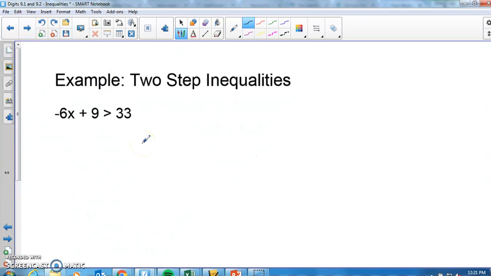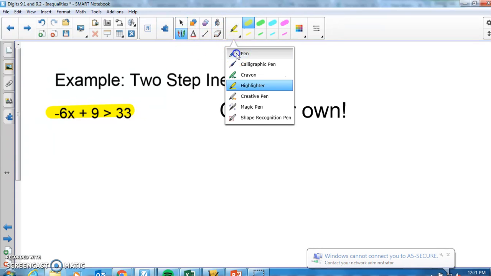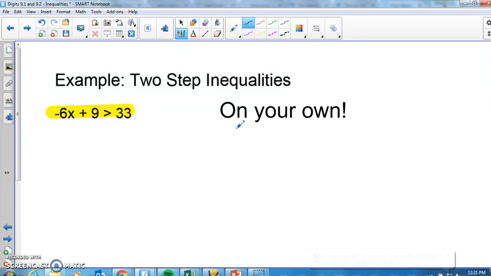All right, we have another one here. I want you to try this one though. So I'm going to highlight this one for you to do. I'm going to type here, on your own. All right, what I am going to do is go ahead and give you the answer just to make sure that you're working it the right way. So if you were to work this on your own, you would get x is actually less than negative 4.